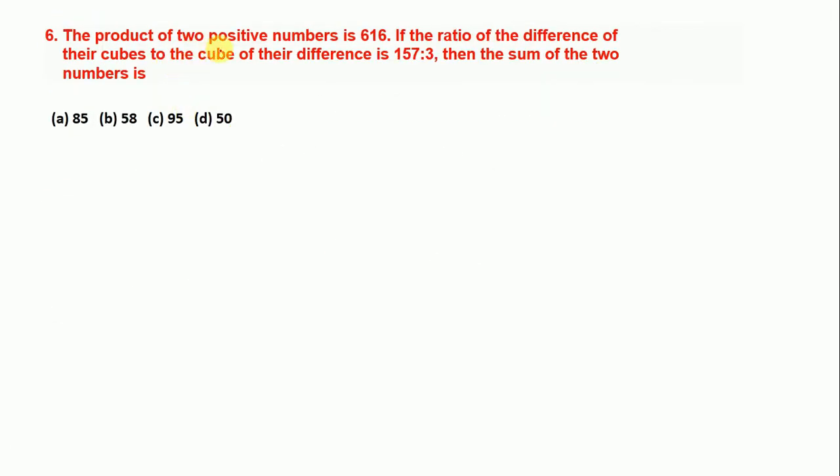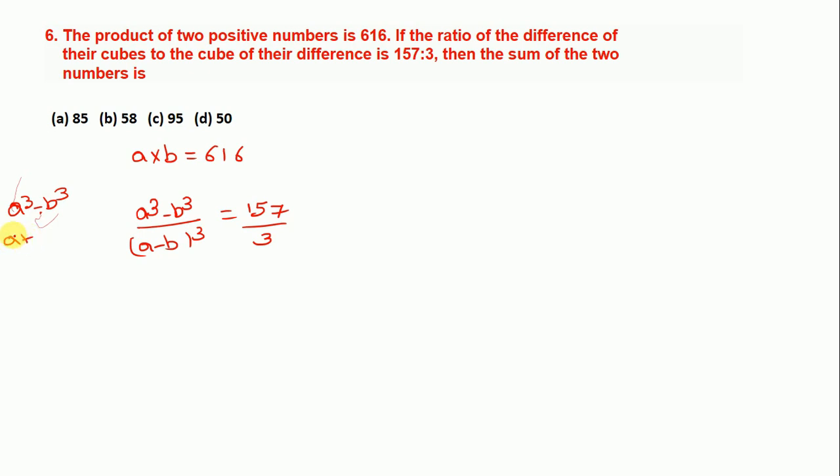The product of two positive numbers is 616. A into B is equal to 616. The ratio of difference of their cubes to cube of their difference is 157:3. So A cube minus B cube divided by A minus B whole cube is equal to 157/3. And there is an identity: a cube minus b cube is equal to a square plus b square plus ab, multiplied by a minus b. So this is an identity and we have to use this identity in this question.